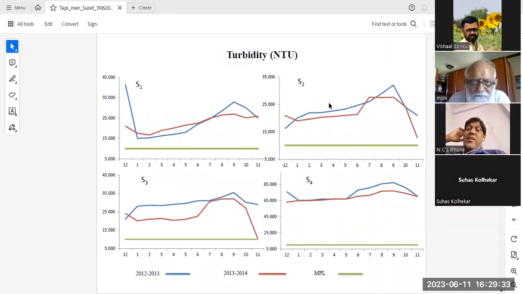Similarly, this is the turbidity level. One important thing I will draw your attention to is that this green line shows the optimum level. This optimum level is decided as per the requirements of aquaculture activities, that is, what level is required for the fishes to survive. So don't be confused that it is for human beings. These limits are aquaculture limits. Next, please.